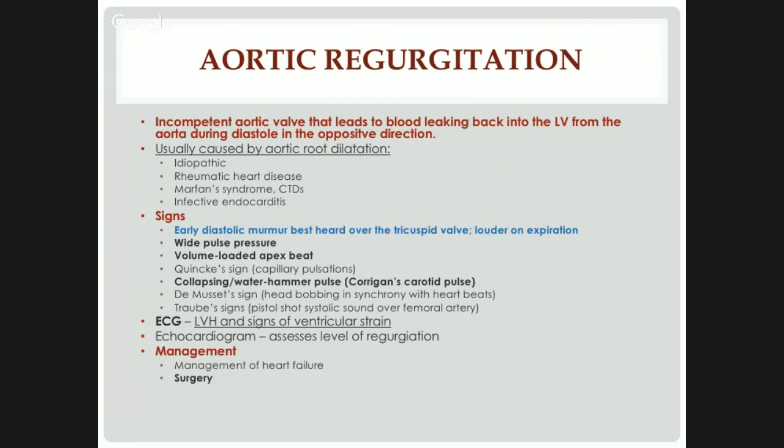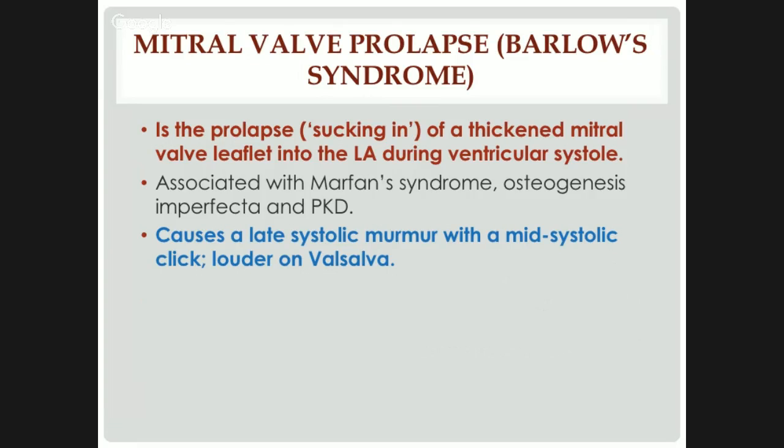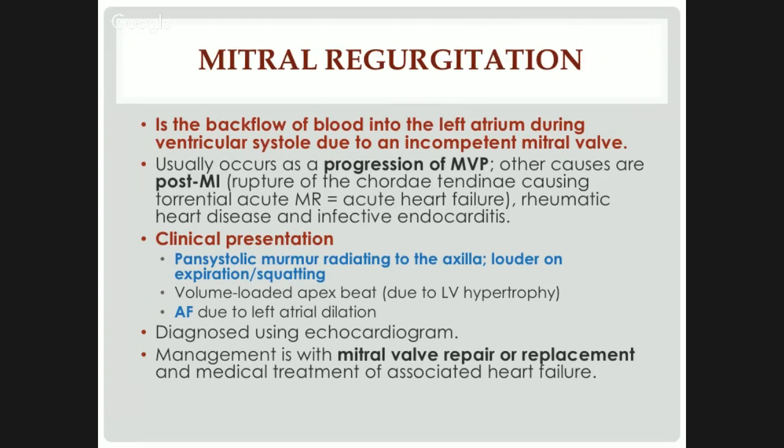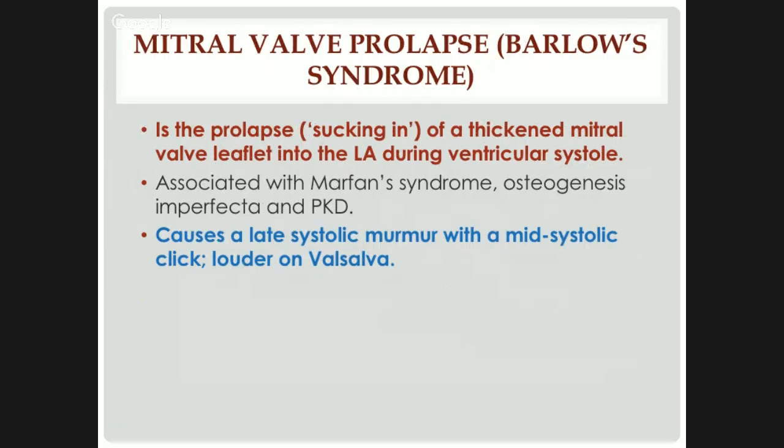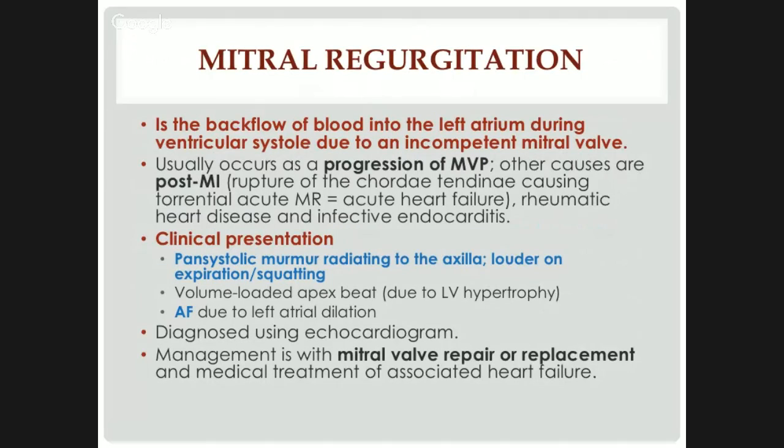Management is the same. So for all these valvular heart diseases, you treat the problems it's causing. If it's causing an arrhythmia or a heart failure, fix that, and then take them to surgery. Mitral valve prolapse. So this is where, as I said, a leaflet gets sucked into the left atrium during ventricular systole. Remember, it shouldn't do that. So that causes a late systolic murmur with a mid-systolic click. Just learn what the murmur is. That's more than enough for mitral valve prolapse.